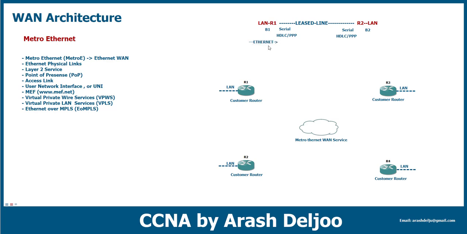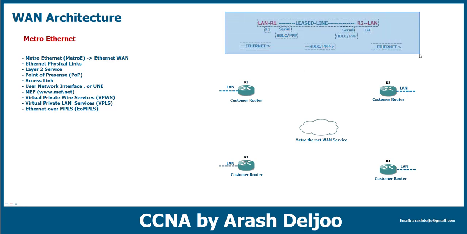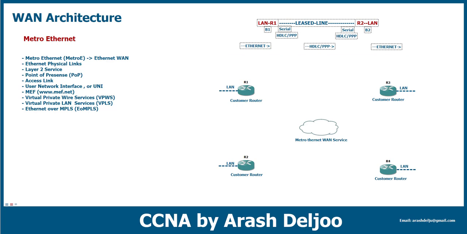This Ethernet frame is received by router 1. Router 1 should convert this Ethernet frame to an HDLC or PPP frame, and after that it can send this frame to router 2. In router 2, again we should create a new Ethernet frame and send it to the LAN. Actually, between router 1 and router 2 we don't have an Ethernet frame and Ethernet data link. We are using other protocols.